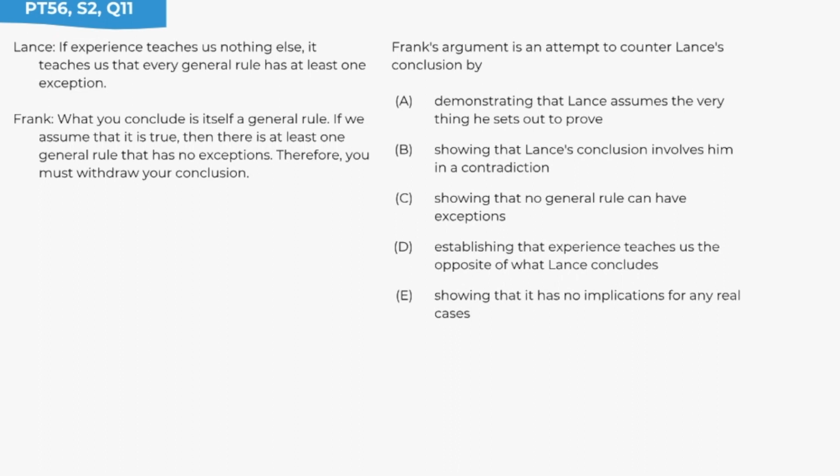Answer choice A says, demonstrating that Lance assumes the very thing he sets out to prove. Okay, that sounds like it's describing a flaw, right? But Frank isn't really describing a flaw in Lance's argument. Frank is running with Lance's conclusion to show that it leads to an absurd consequence. Answer choice A is simply using the wrong premise here. Right? That's not what Frank uses as support for why Lance is wrong.